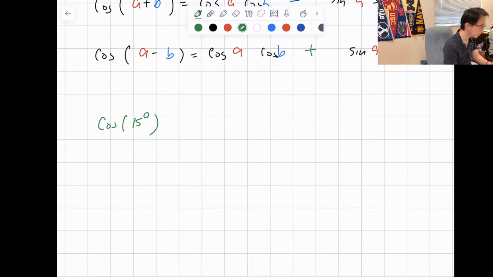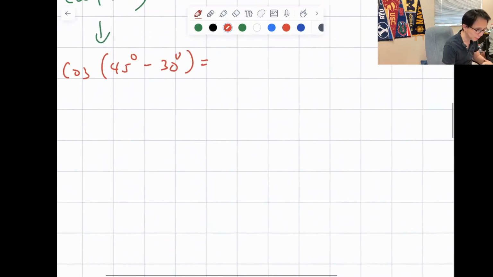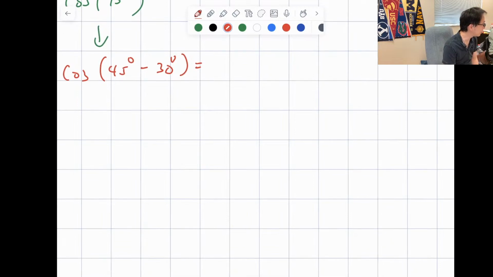45 and 30. So can I change this to cosine of 45 degrees minus 30 degrees? Now I want you to write down the cosine identity without the 45 and 30, but if you can, write out 45 and 30 in there. So what is the cosine angle of that?